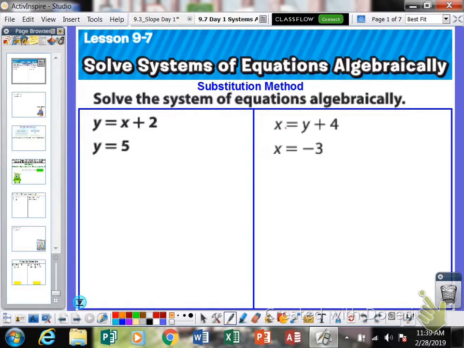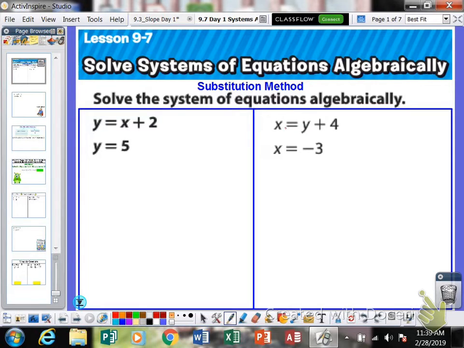Alright, so in lesson 9.7, 9.7 is going to have two parts. So it's just going to be part one today. We're going to be solving systems of equations algebraically. We're going to be using our substitution method to solve here.